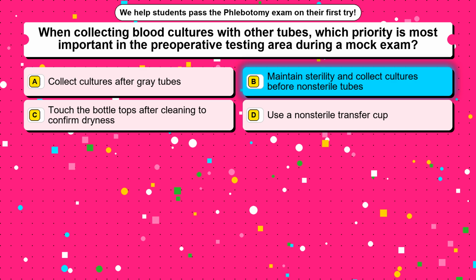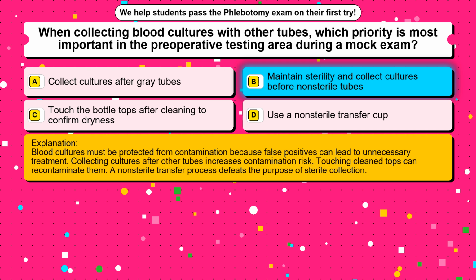The correct answer is option B. Maintain sterility and collect cultures before non-sterile tubes. Blood cultures must be protected from contamination because false positives can lead to unnecessary treatment. Collecting cultures after other tubes increases contamination risk. Touching clean tops can recontaminate them. A non-sterile transfer process defeats the purpose of sterile collection.